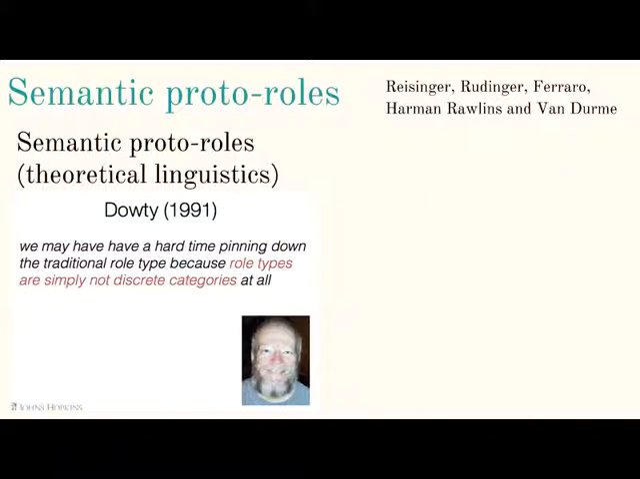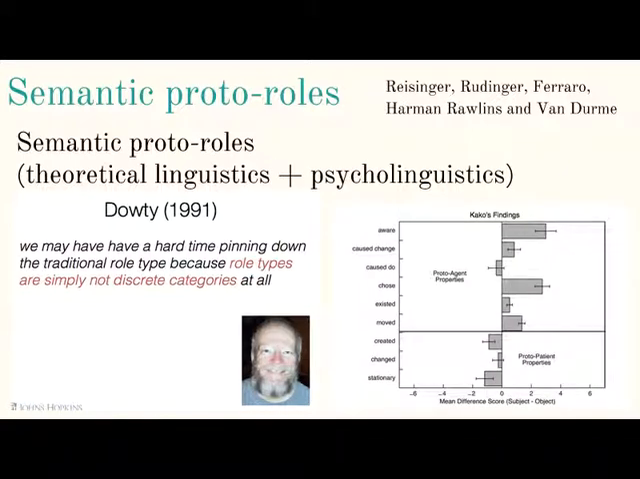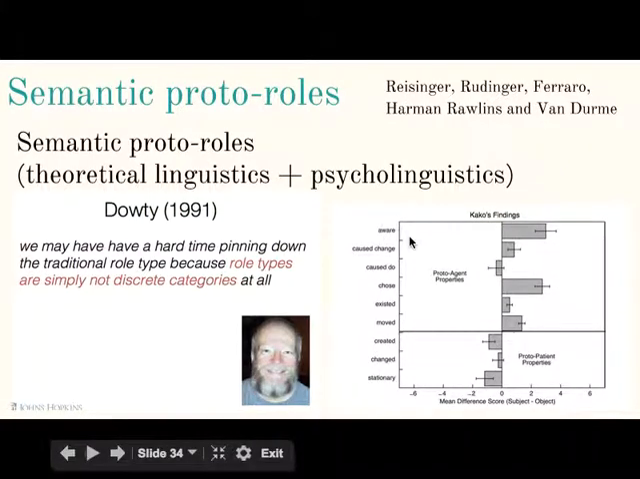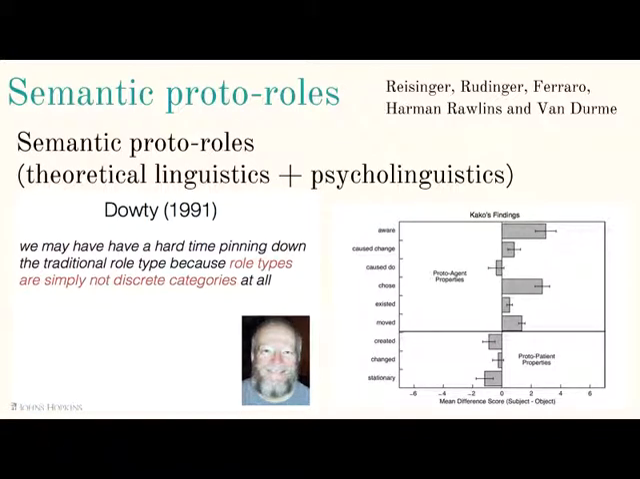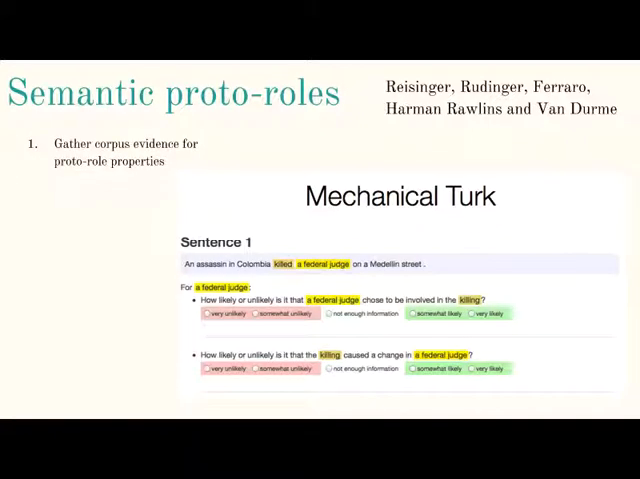So Dowty says maybe they're actually not discrete categories, maybe they're distributions across features. So maybe an agent is someone who's likely to be aware of what they're doing and making things happen and moving, and these are less likely to be the case for patients. Patients are more likely to be holding still and not making things happen. So he says, theoretically we can decompose them into conceptual features and think of them that way. So this research team started there.